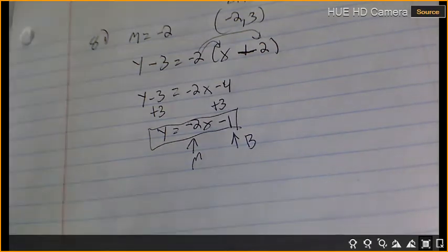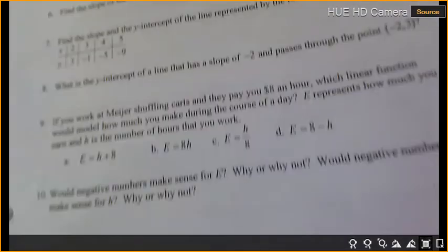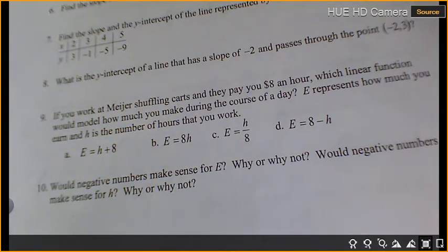All right, you ready for number 9? If you work at Myers shuffling carts and they pay you $8 an hour, which linear function would model how much you make during the course of a day? E represents how much you earn. H is the number of hours you work. A, E equals H plus 8. B, E equals 8H. You earn $8 times the number of hours.